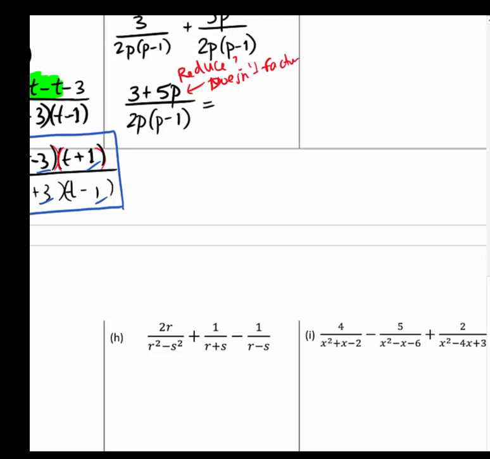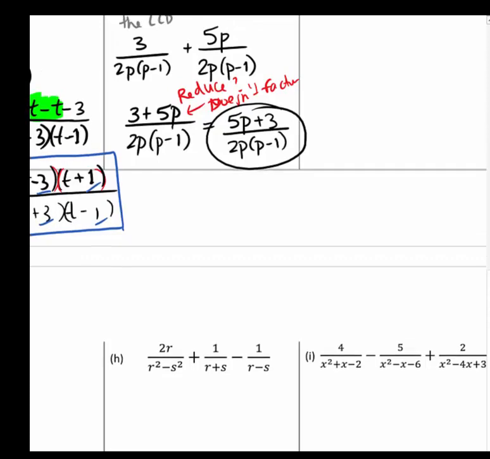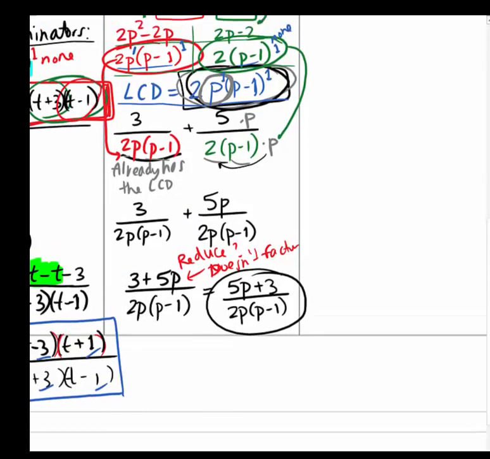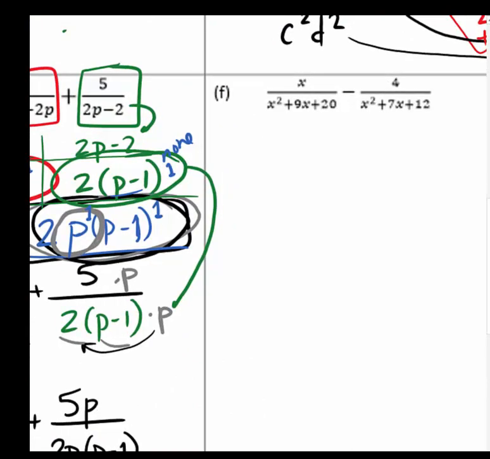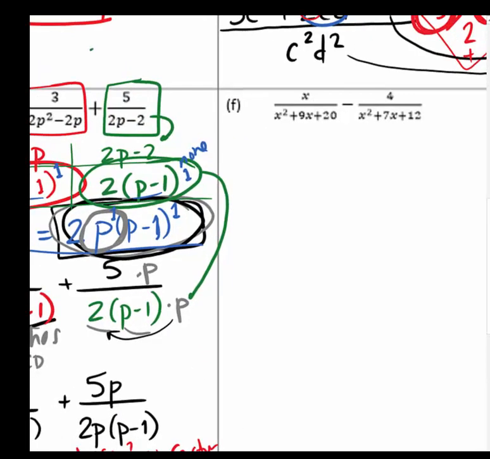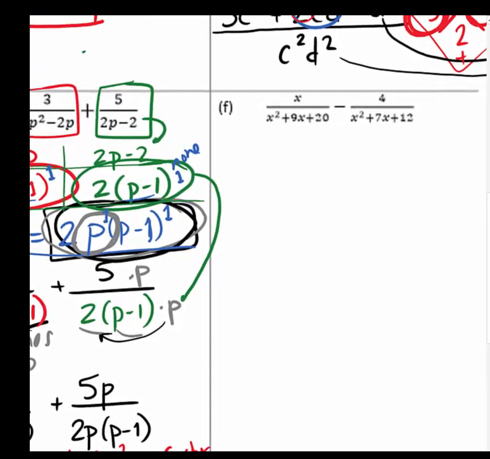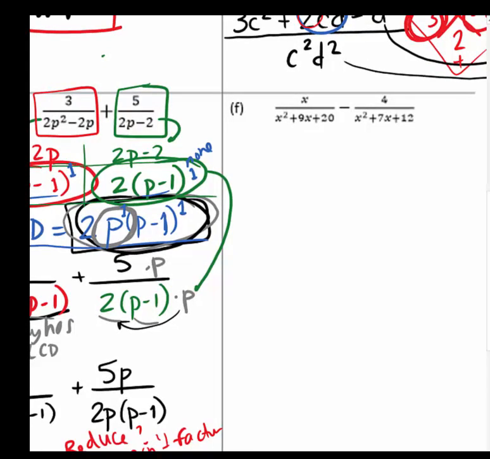So I think that's going to be our answer, but I might write it in descending order of powers because it looks better. 5p plus 3, and then the denominator, keep it the same. There we go. Actually, that one seemed a lot easier than the previous one, huh? I thought, but oh well. Alright. Let's look at this next one here. X over x squared plus 9x plus 20 minus 4 over x squared plus 7x plus 12.